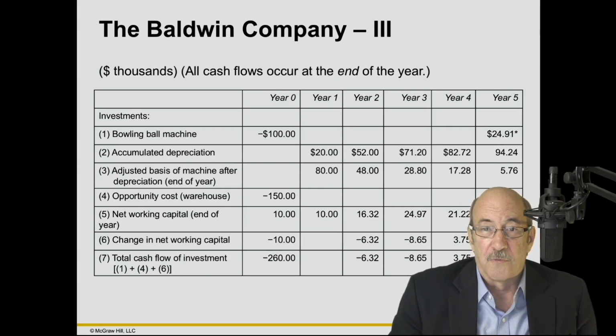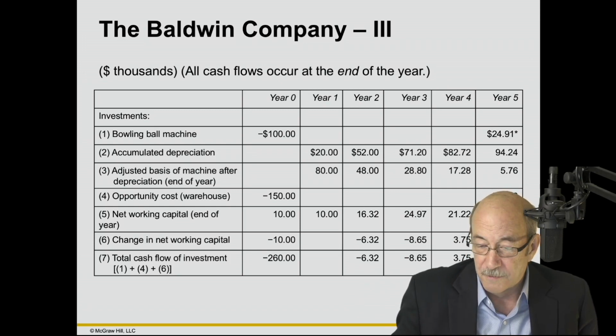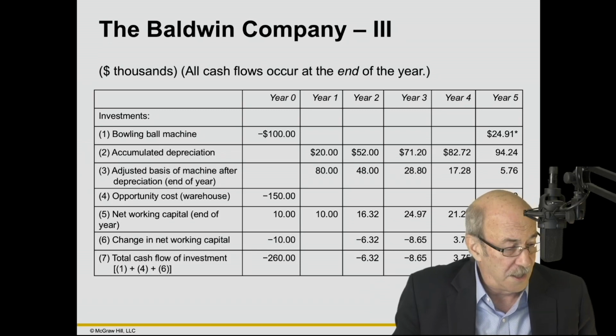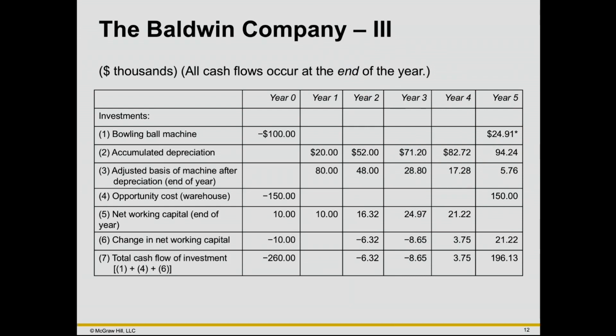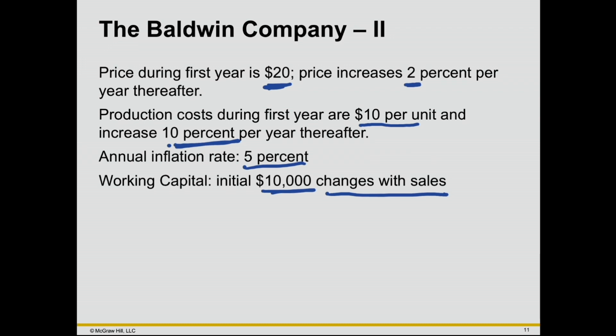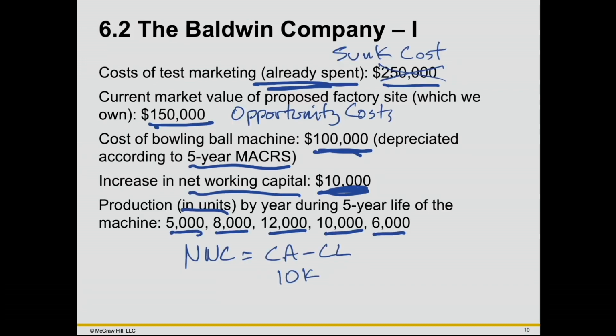All right. So here is a table that enumerates a good bit of this. Let me get out of the way here entirely. All right, so first line here, we have the machine. So it is $100,000 expense. I don't think they told us, did they give us the salvage value back here? No, they did not.